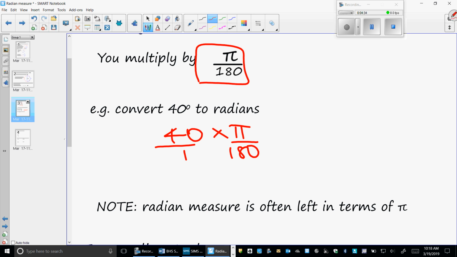So I look at this 40 and 180 and I can see straight away that they can both be divided by 10. So I've now got 4 and 18. Remember, if there's a number on the top and the bottom, you can divide by that. I can see I've got 4 and 18, so I know that 2 goes into both of those. It goes into 4 twice, and into 18 nine times. So I've now got 2 pi over 9. That's it, I would leave it like that. So 40 degrees would be 2 pi over 9 radians.